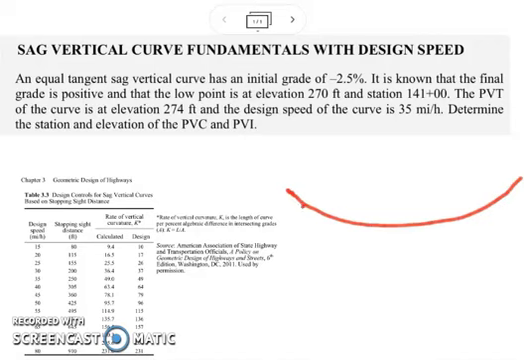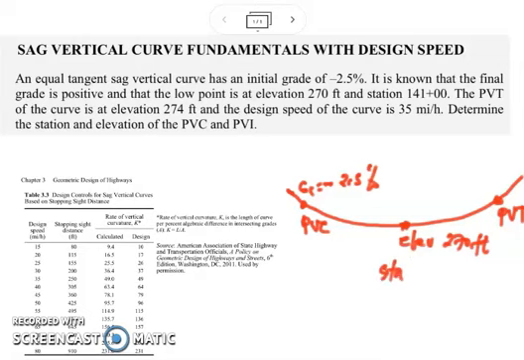So this can be PVC. So we'll have your PVT. So we are given our initial grade, which is G1, negative 2.5%. And the elevation at the low point, so probably this will be the low point. Elevation is 270 feet. And of course, the station is 141 plus 00.